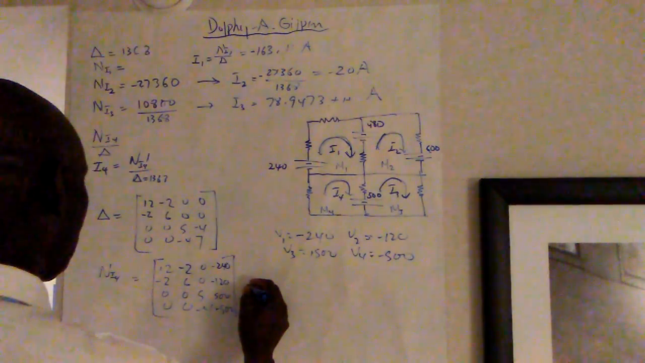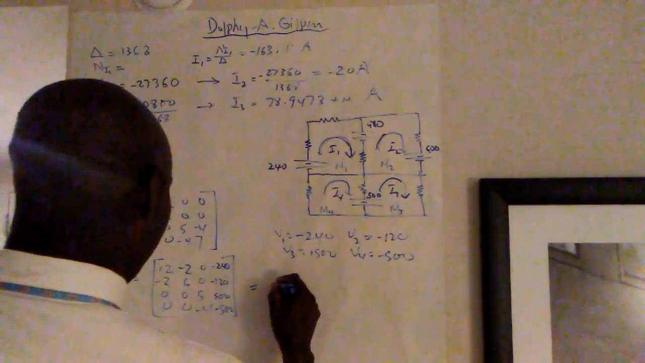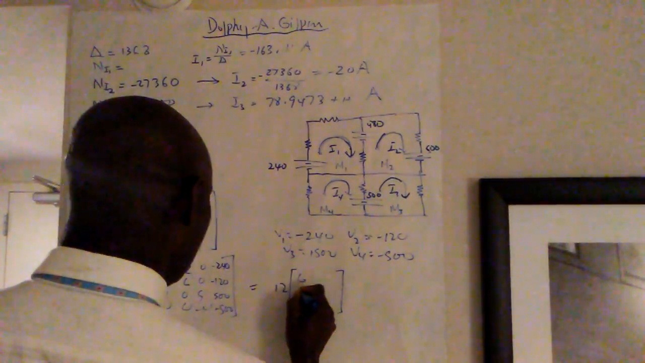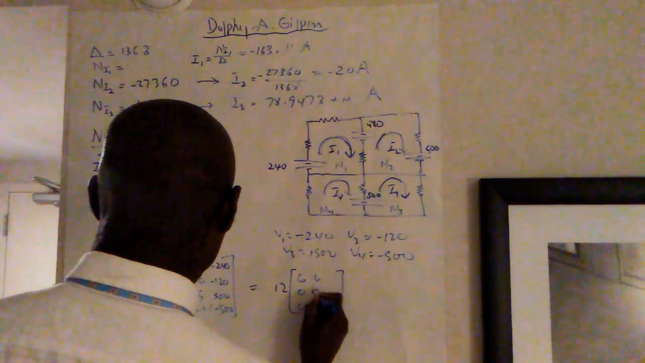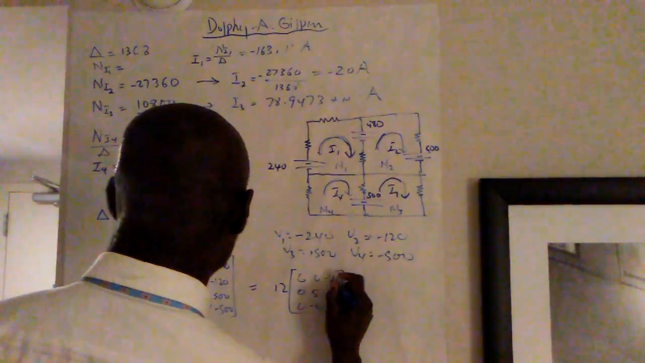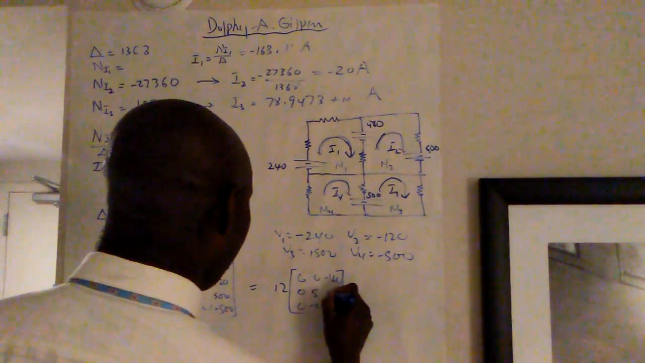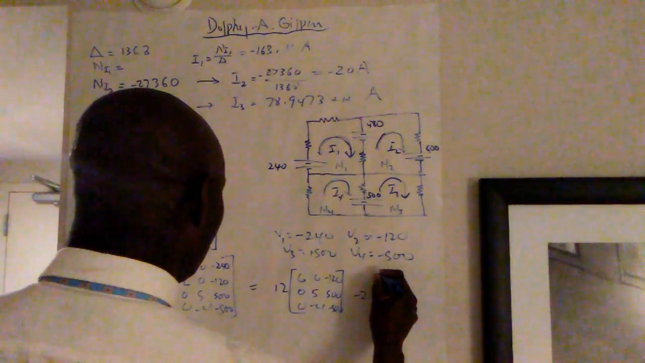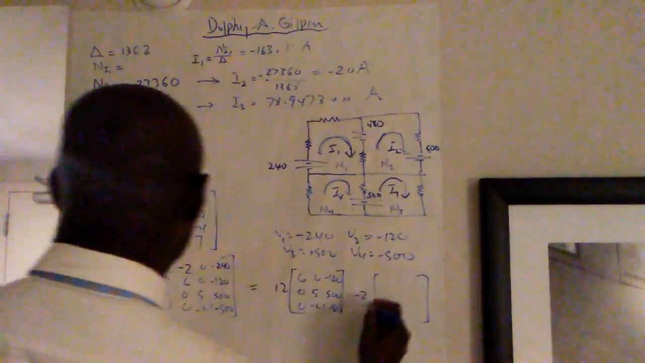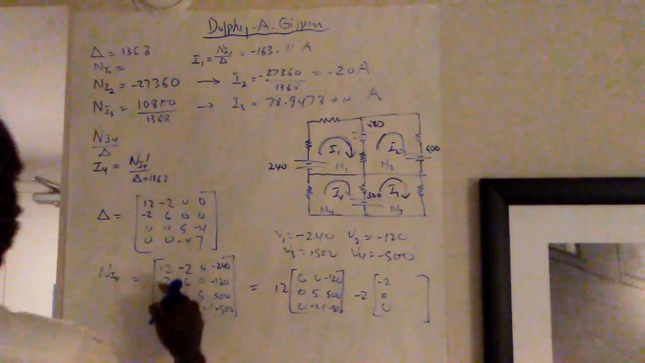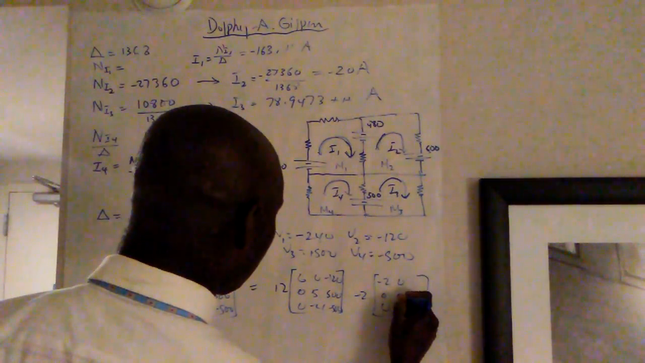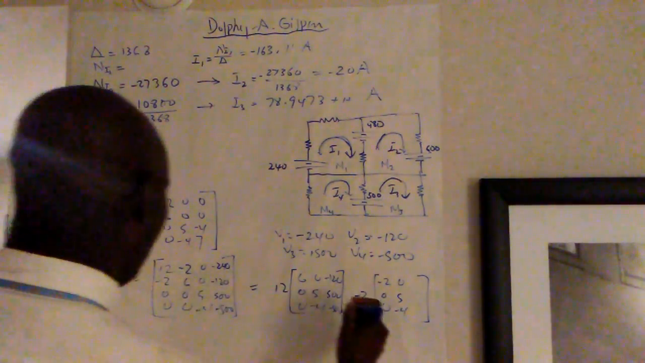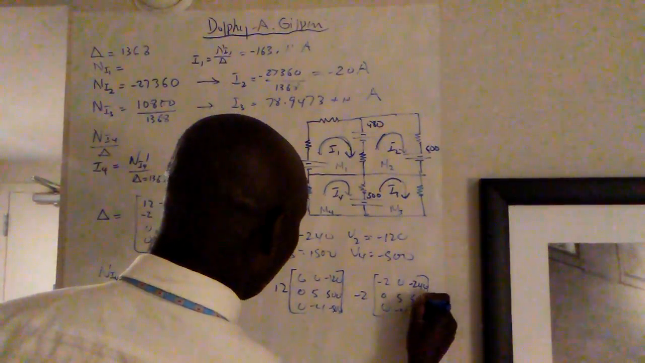Let's do that. So we say Ni4 is equal now to 12 into the determinant of 6, 0, 0, 0, 5, minus 4, minus 120, 500 and minus 500, plus minus 2 into the determinant of minus 2, 0, 0, 0, 5, minus 4, minus 240, 500 and minus 500.